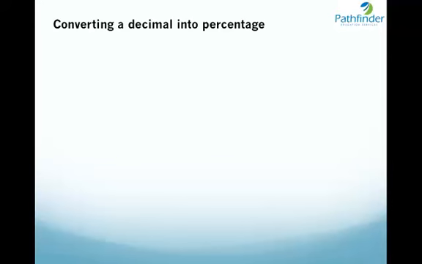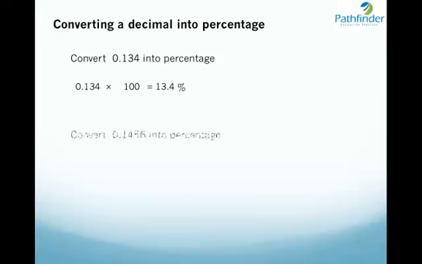Converting a decimal into a percentage. A fraction and decimal are equivalent. So even to convert a decimal into a percentage, we multiply that decimal by 100. Let us do that. Convert 0.134 into percentage. So 0.134 multiplied by 100 gives us 13.4%. Convert 0.1456 into percentage. So 0.1456 multiplied by 100 yields 14.56%.